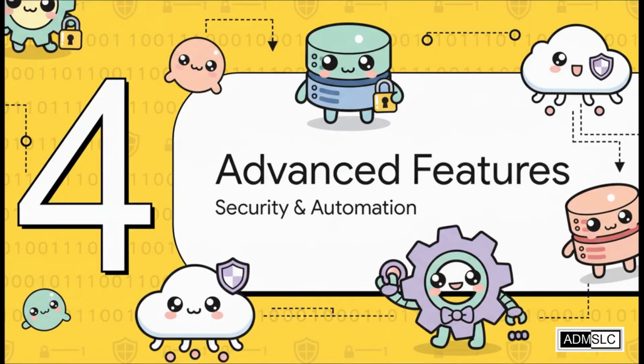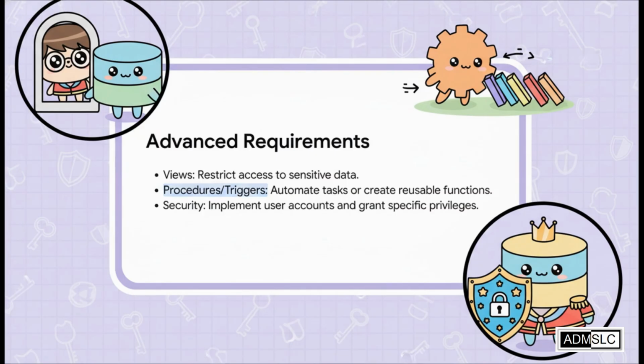Section 4, Advanced Features. Okay, moving beyond the basics. Now we're talking about the features that take your database from a simple student project to something that feels more like a robust, real-world system. Let's get into security and automation. And let me be perfectly clear on this. These are requirements, not nice-to-haves. You need to create at least 1 view, which helps you control who sees what data.